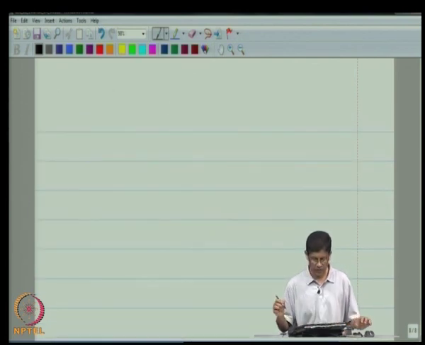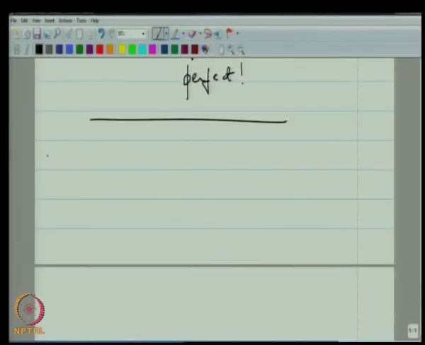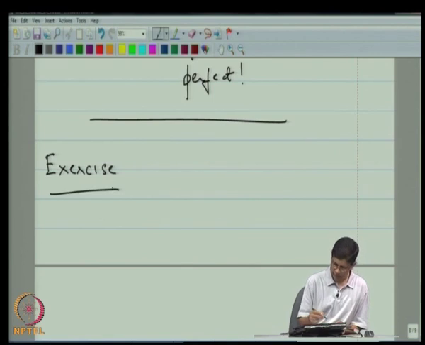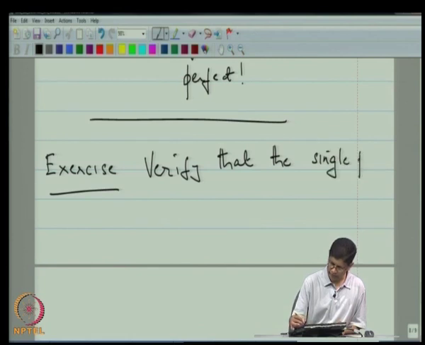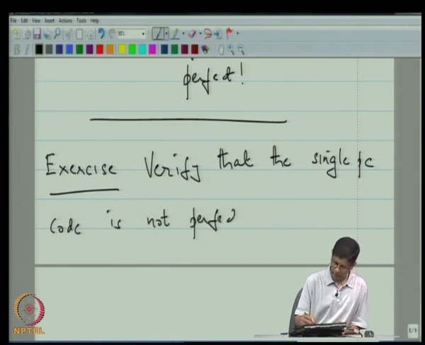Now naturally you must be wondering, well, how about the single parity check code, are they also perfect? So you can verify, I will leave this as an exercise, verify that the single parity check code is not perfect in general.